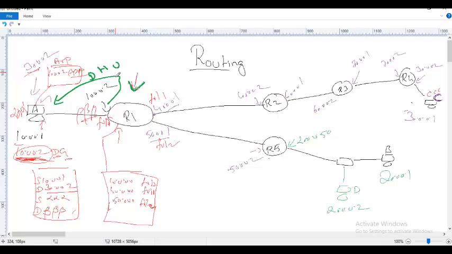Destination host unreachable. This message will be generated by R1 and you will receive this as the output. Let us go check in one of the Packet Tracer routers.